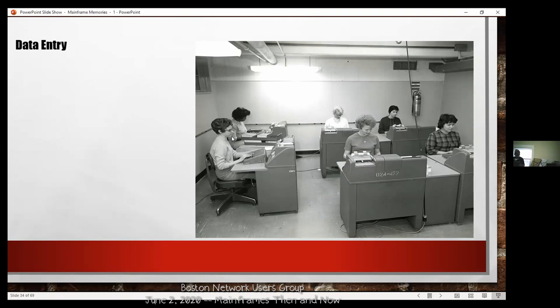Could you comment on the fact that every single person in this picture appears to be a woman? This is being recorded. But was that the case, that a lot of data entry was done by secretarial staff who were mostly women? Wasn't necessarily secretarial. By females, yes.